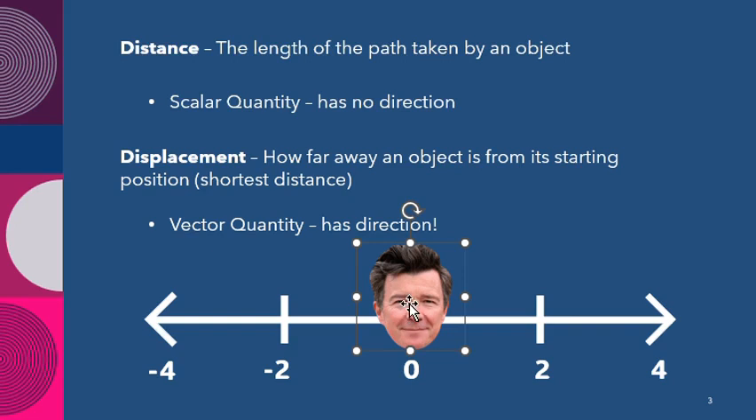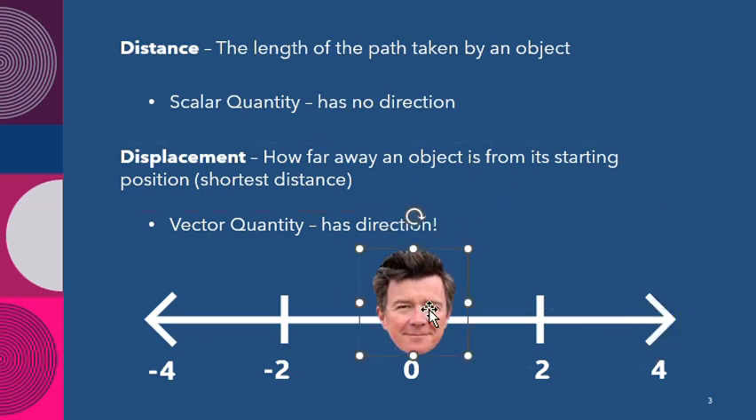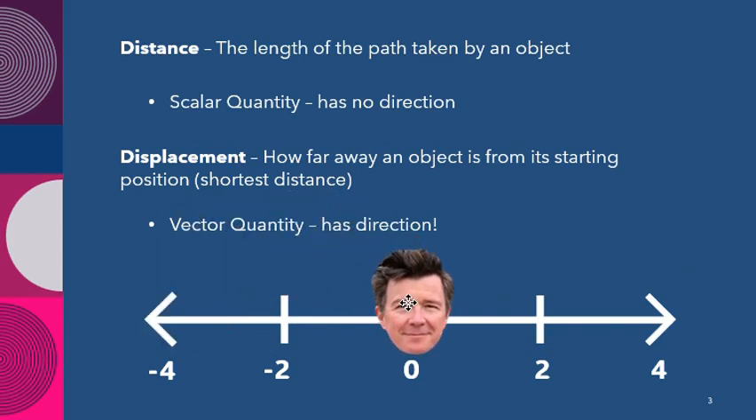So Rick starts at 0 on the number line and travels over to positive 4. What is his distance? Well, he went over 1, 2, 3, 4. So his distance would be 4 units. Now let's say that Rick starts at 0, and this time he goes over to negative 4 on the number line. What is his distance? Well, once again, he went over 1, 2, 3, 4. And so his distance would be positive 4 again.